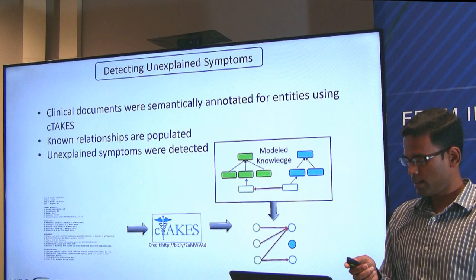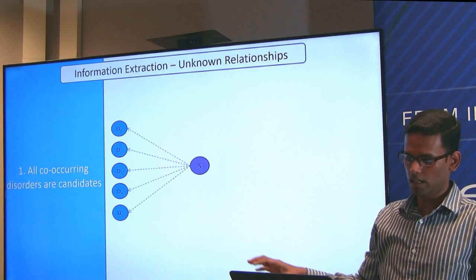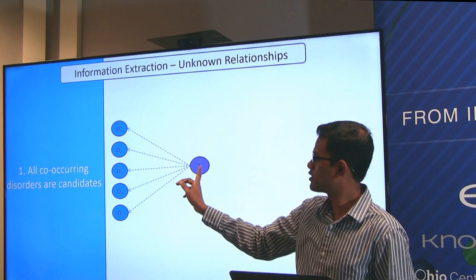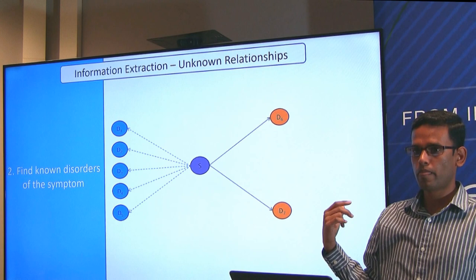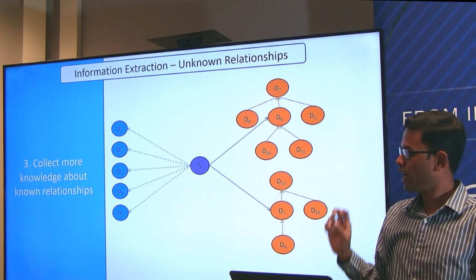So how it works is, let's say this is the symptom that we don't know about, and these are the five different co-occurring disorders in the document. Even though we don't know that this symptom is linked to D1, D2, D3, D4, and D5, we know more about this symptom from our knowledge base. It is a symptom of D6 and it's a symptom of D7, right? We just don't know whether it's related to D1 to D5. And we know more about these diseases too. This is the hierarchical knowledge.